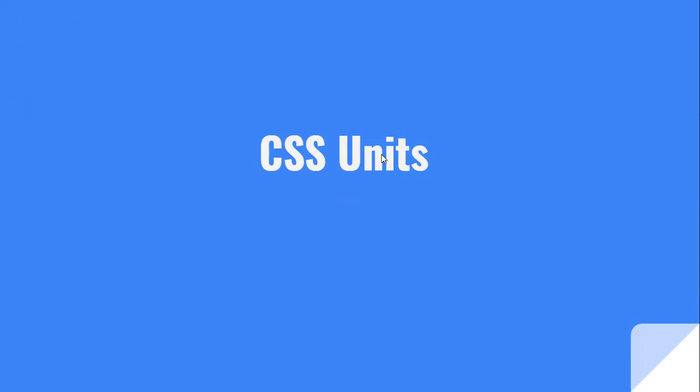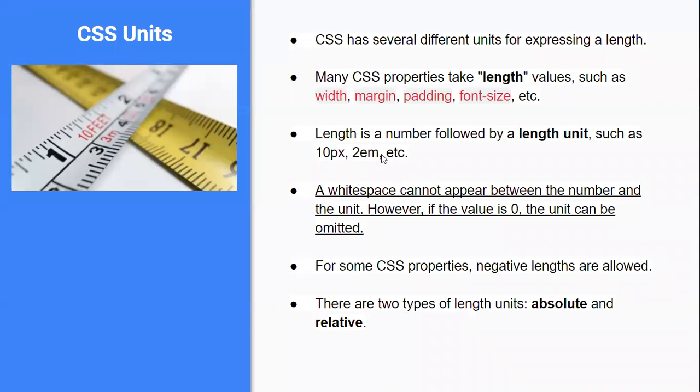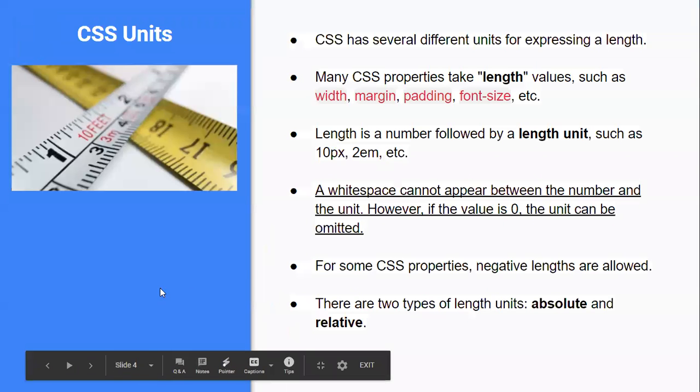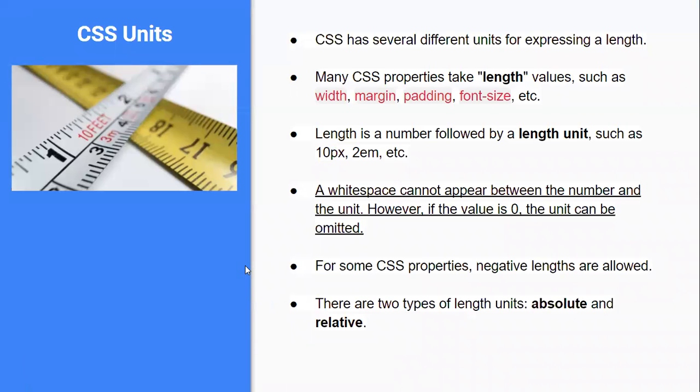So when we're talking about units in CSS, we just want to know that CSS has several different units for expressing length. Many properties take this length value, so we may have a width, a margin, padding, and font size. But when we're talking about these length values, we need to understand that these units, these lengths, can be followed by a number. So you would have a digit 10 px, 2em. So really have a value, and then you have to understand what the length unit is.